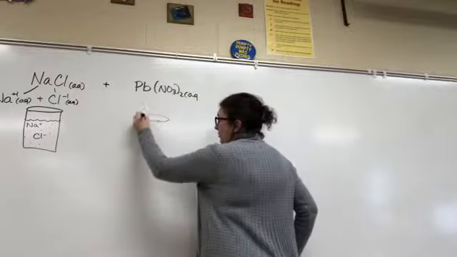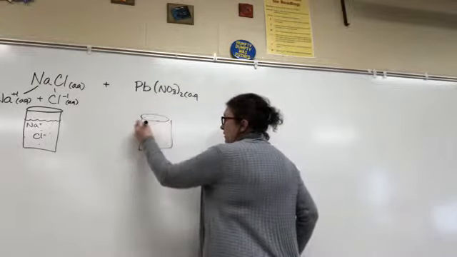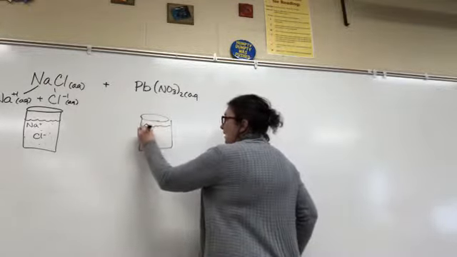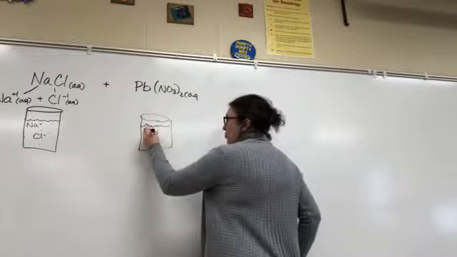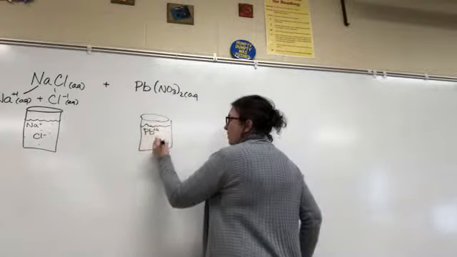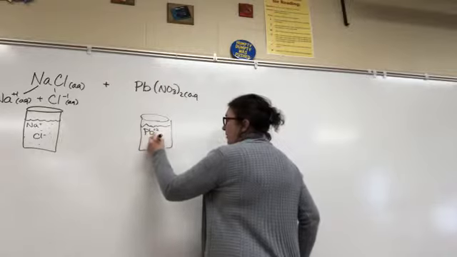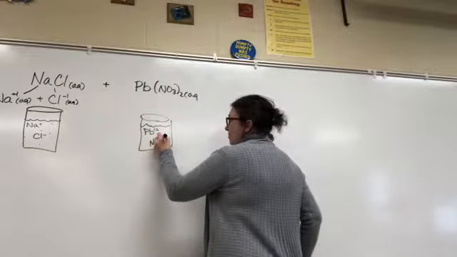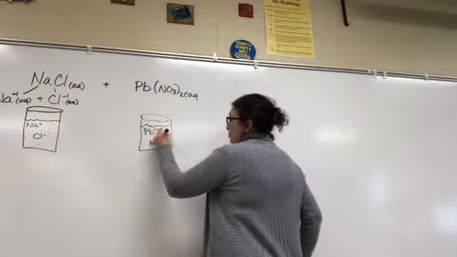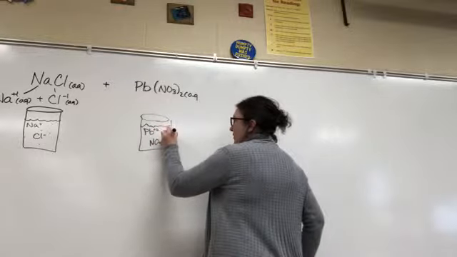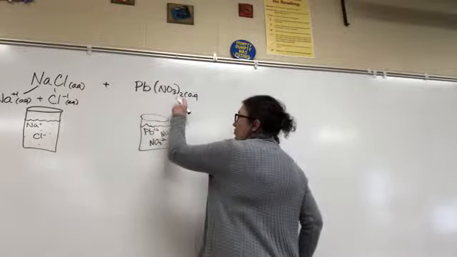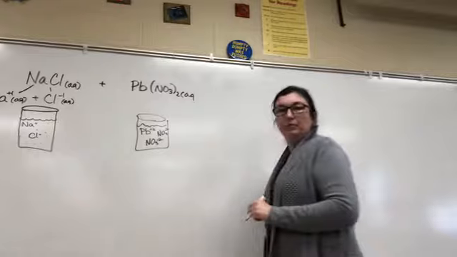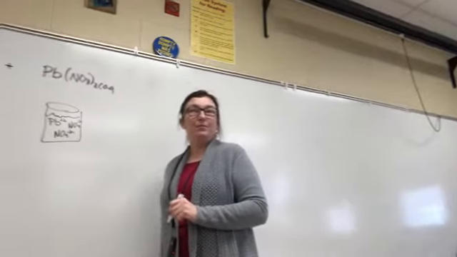Here's my beaker. Here's my water. I got Pb and my charge is +2. And I've got NO3 -2. Now I've got 2 of those, so I got to put 2 NO3s in here. So I got 2 for every 1. Does that make sense?